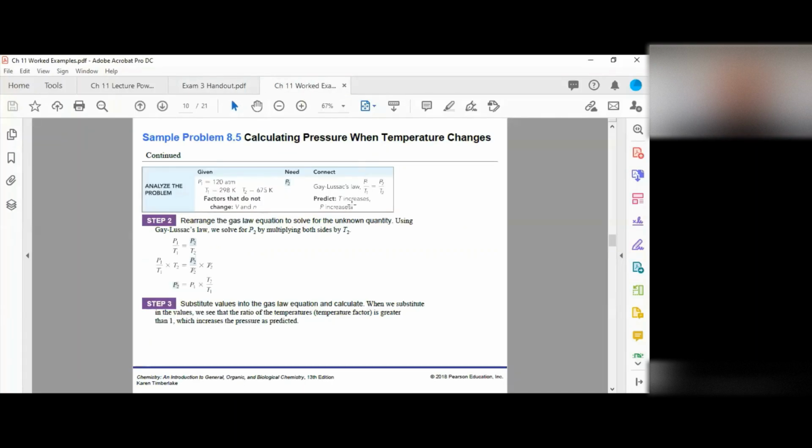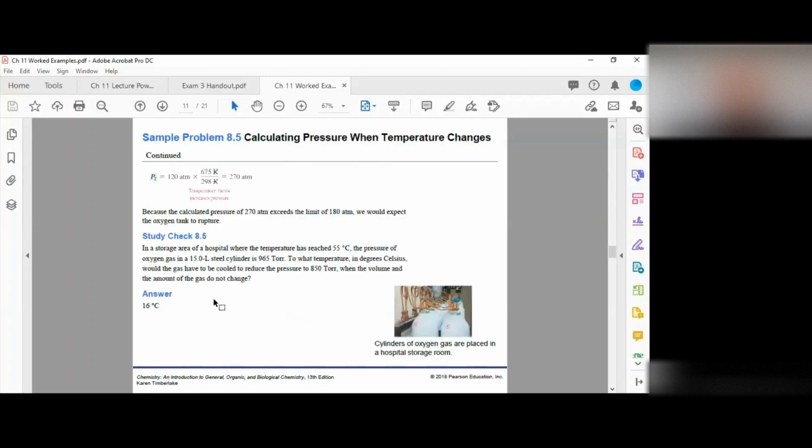Okay, so P1 is given, T1 is given, P2 is missing, T2 is given. So I'm going to solve for P2. P2 equals P1 times T2 divided by T1. So cross multiplication. Solving for P2 equals P1 times T2 divided by T1. Now what do I need to do next? Plug in the values. So P1 is 120, that's 2 sig figs, and you got the Kelvin and Kelvin. So the fact that I have 2 sig figs, I need to have my final answer in 2 sig figs.